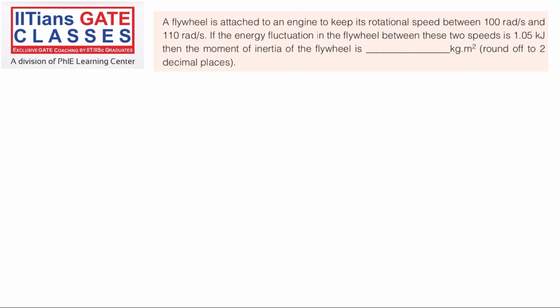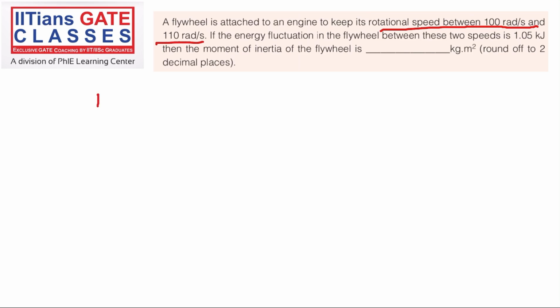Again, this is a very simple question. Flywheel. The flywheel is attached to an engine to keep its rotational speed between 100 radian per second and 110 radian per second. If the energy fluctuation between the two speeds is 1.05 kilojoule, then the moment of inertia of the flywheel is. It's a very simple question, right?